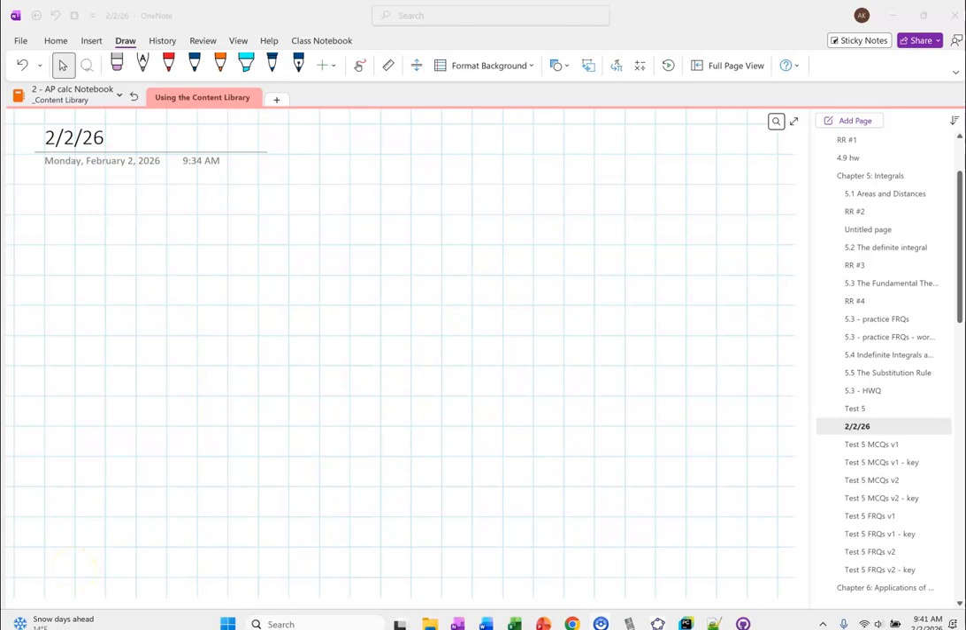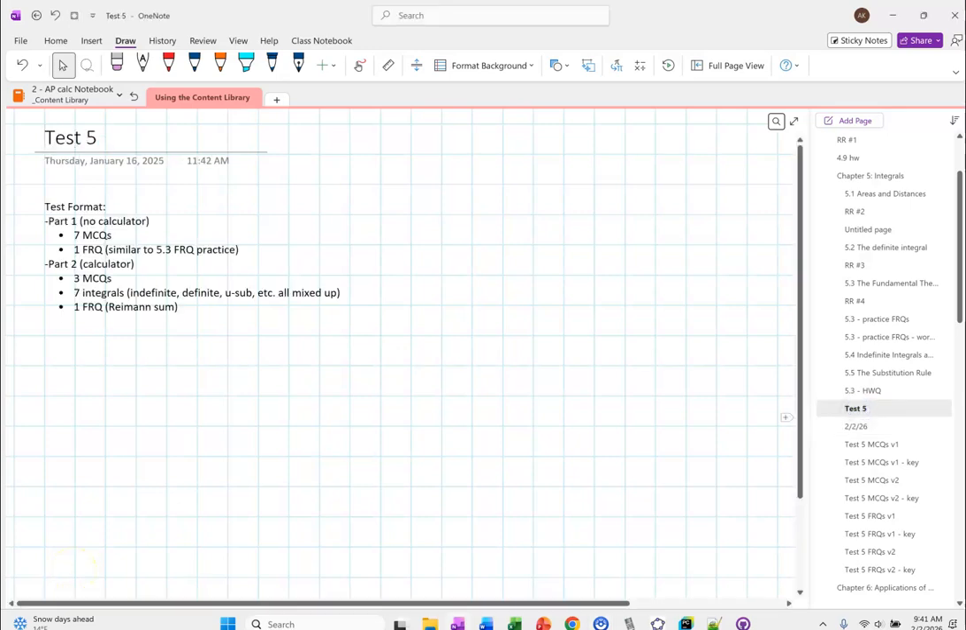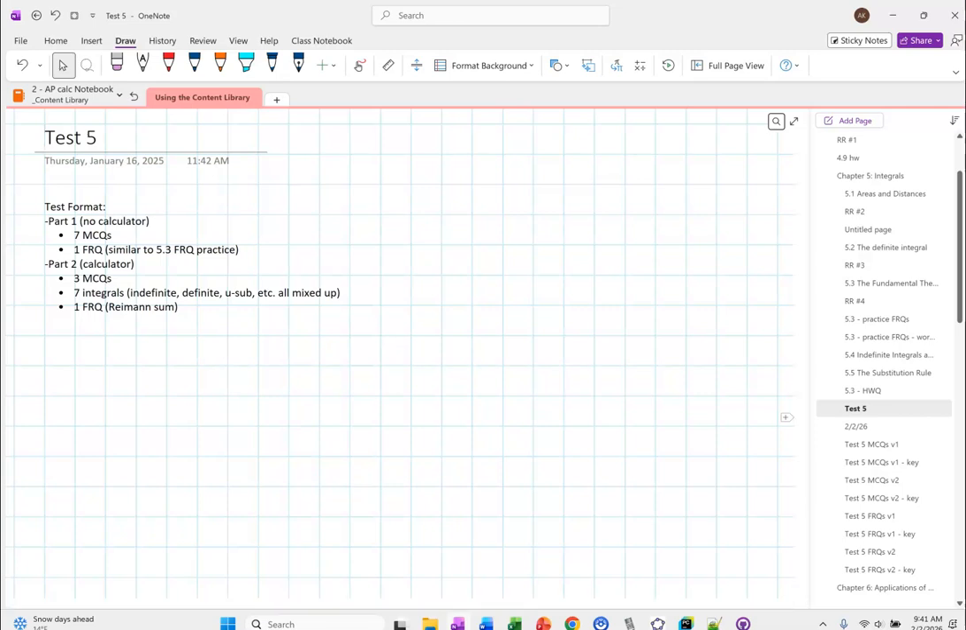We talked, I think, already about the test format, but I'll just run through this again. So there's 10 multiple choice questions. There's a split of 7 and 3 between the no calculator and calculator sections. So there's 7 multiple choice on the no calculator section and 3 on the calculator section.